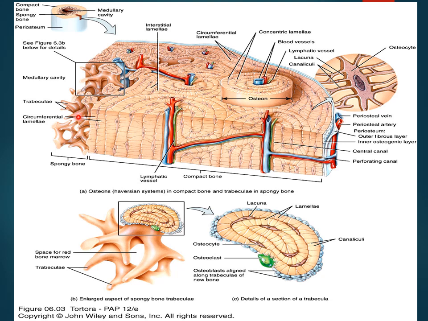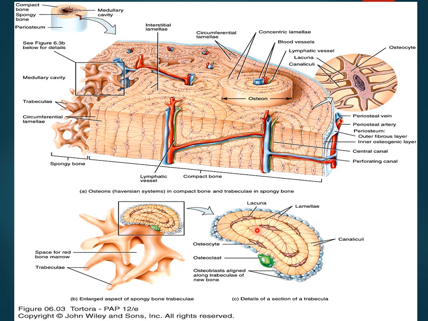In these trabeculae, the collagen is also arranged in lamellas, but they make a very randomly oriented trabecular pattern, and in between the trabeculae there are spaces, and these spaces are for the red bone marrow. So mostly in the spongy bone there is red bone marrow.